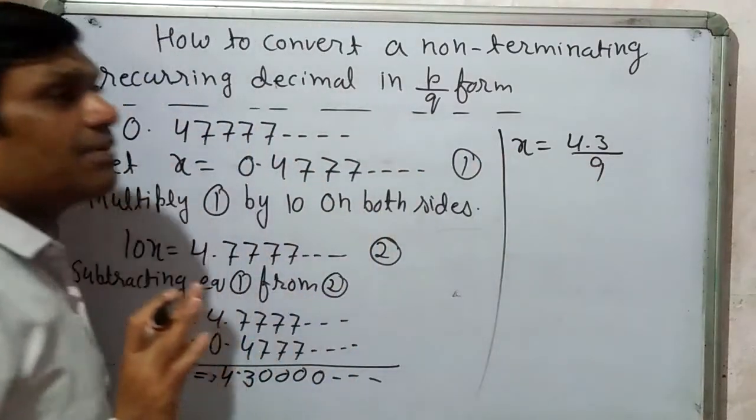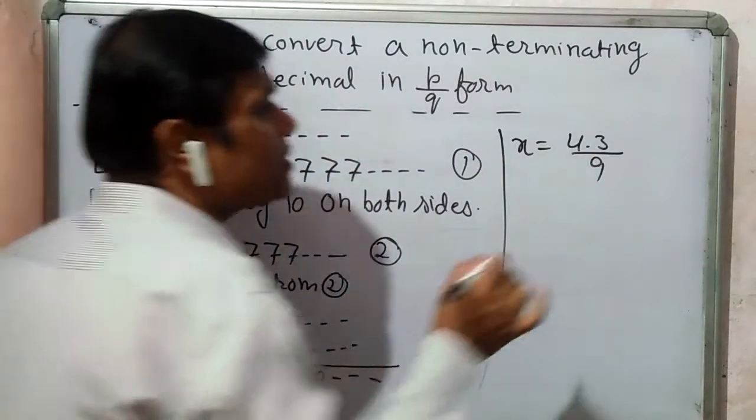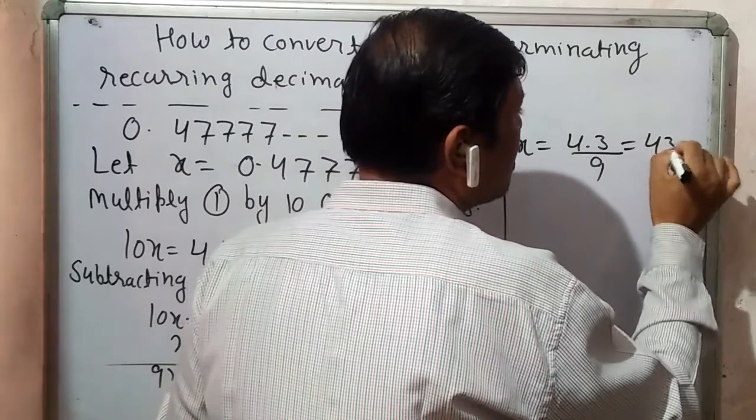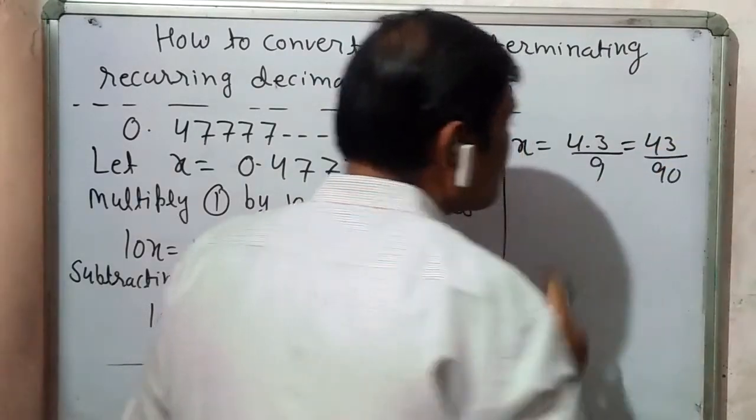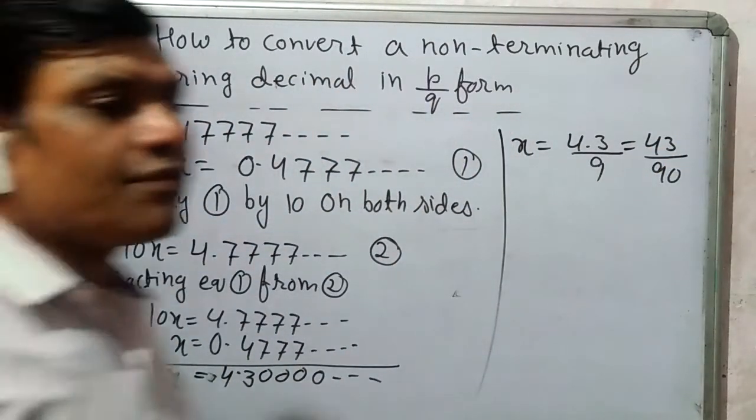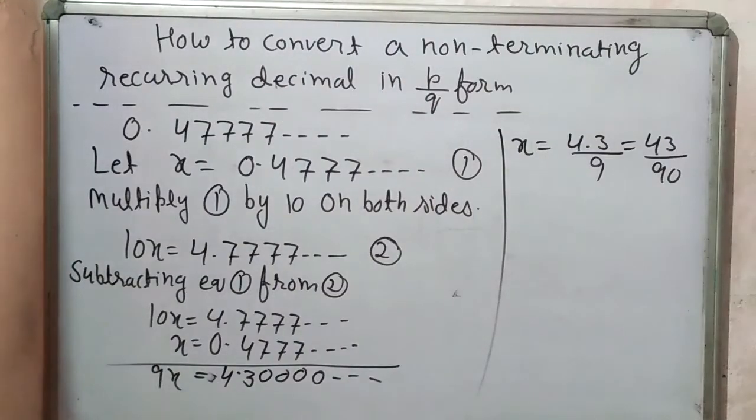Now there is one decimal part. We can remove this decimal by putting a 0 along with 9. So that will be 43 upon 90 as the fractional representation of 0.477, where 7 is repeated many times.